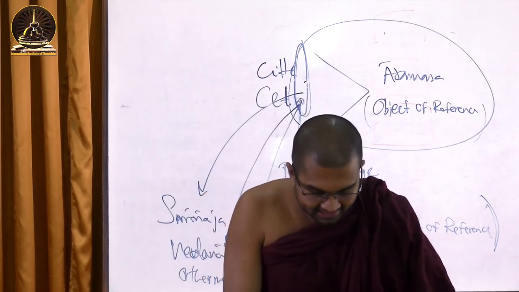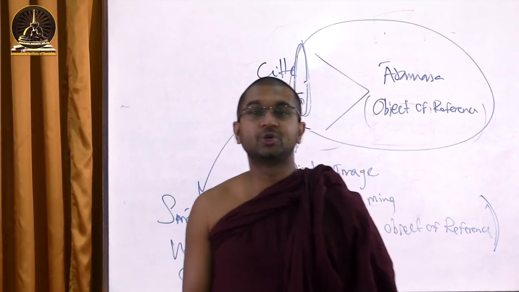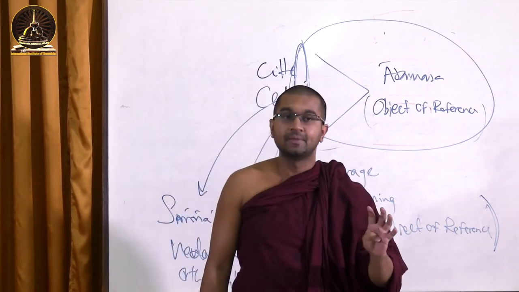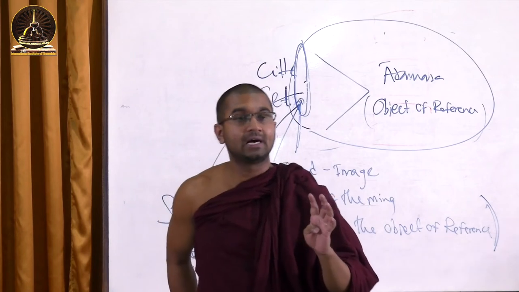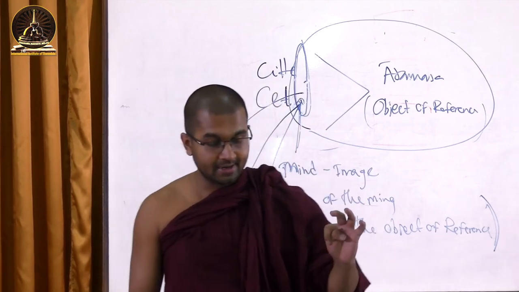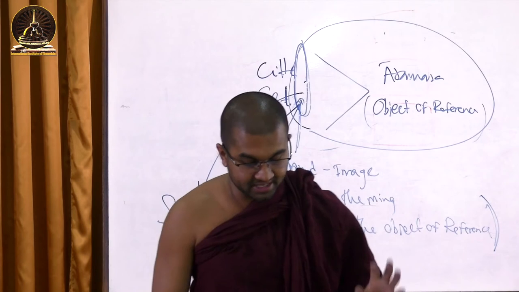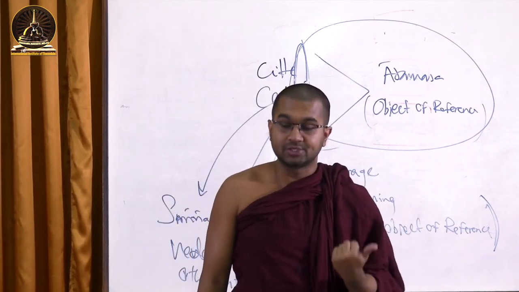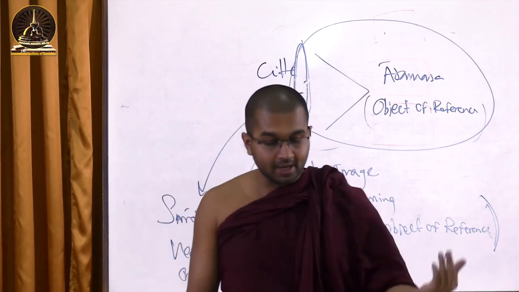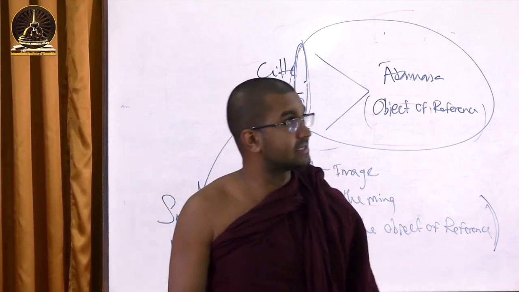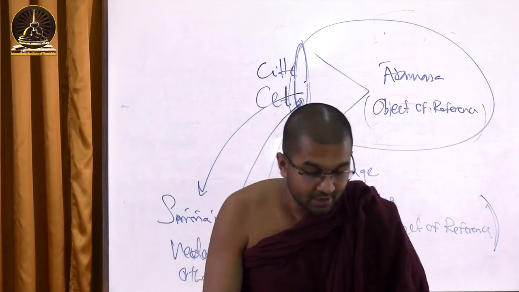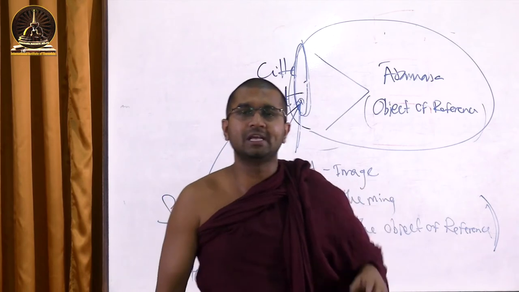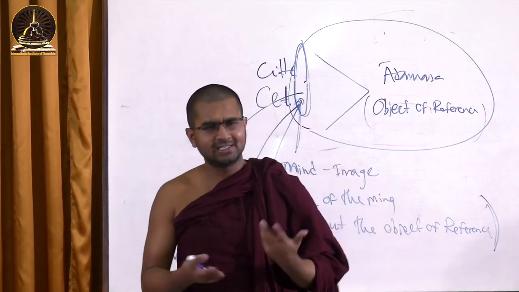Then saddheyya vatthu means objects that should be believed. What are these objects? The Triple Gem, the Buddha, Dhamma and Sangha; the phenomenon of Paticcasamuppada, kamma and its results; and the happening of rebirth and so forth. These are the objects that should be believed. That is called saddheyya vatthu. So likewise, these objects can also be classified: lobaniya, dosaniya, mohaniya, alobaniya, saddheyya. But you don't normally find adosaniya vatthu. These words are not common.